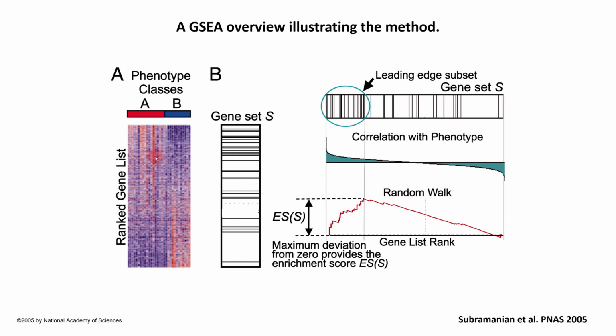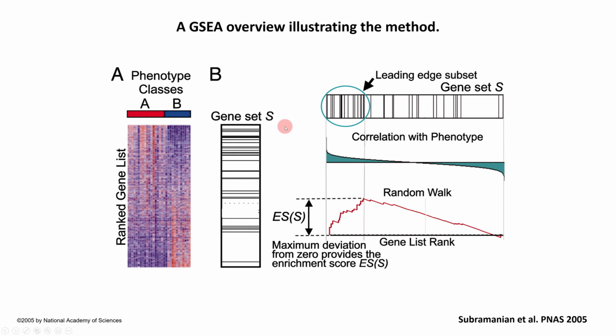So what this software essentially does is it quantifies this enrichment of these genes near the top of this data set. The way that it works is it starts at the top of the list and moves down gene by gene. And it creates an enrichment score, which is called ES.